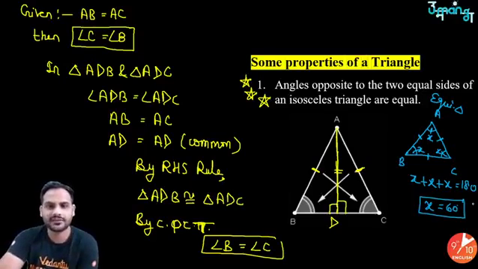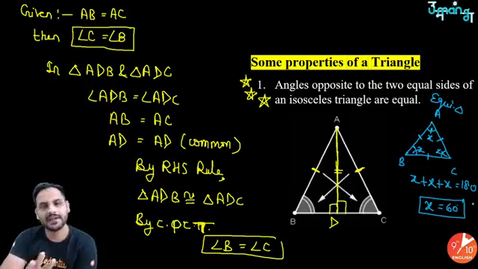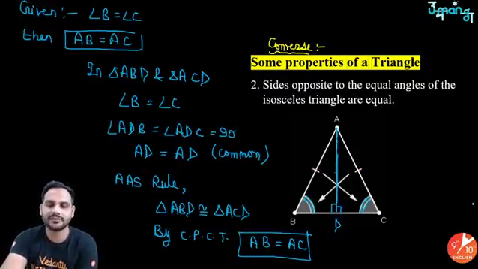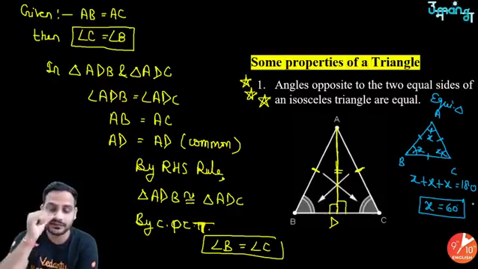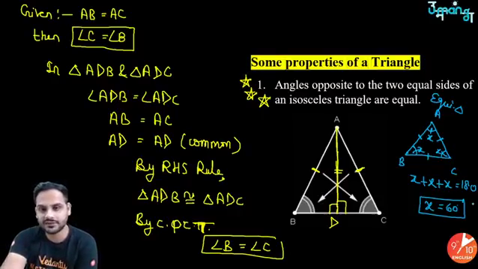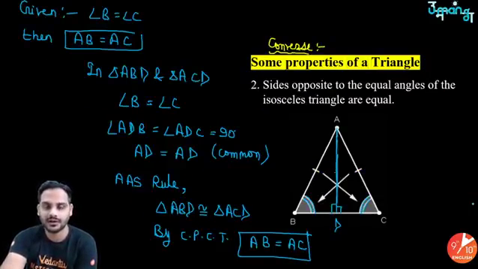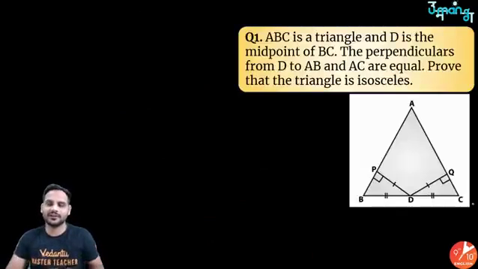Got it? So in an isosceles triangle, two angles are equal. In an equilateral triangle, three angles are equal. And in a scalene triangle, none of the angles are equal to each other. So these are some of the theorems which we have to learn other than the RHS criteria. These two properties related to the isosceles triangle are very important for your examinations. So we'll be starting some questions now. Let us solve some questions.